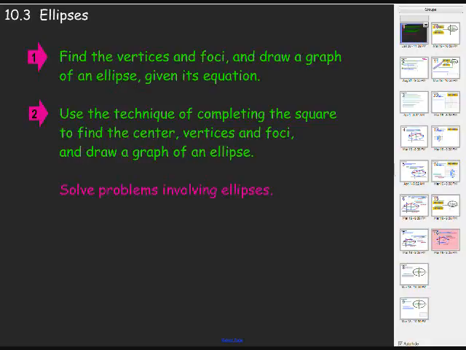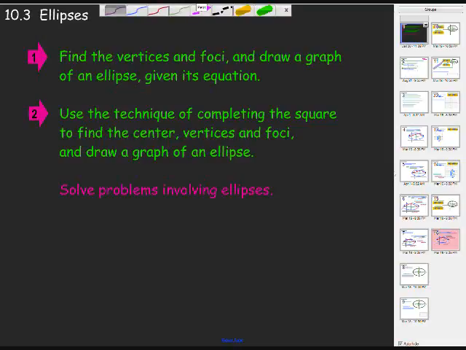Okay, we're ready to start on another set of conics. We've looked at circles, now we're going to look at ellipses. Well, we know what a circle is for sure. We've known that since what? Preschool!